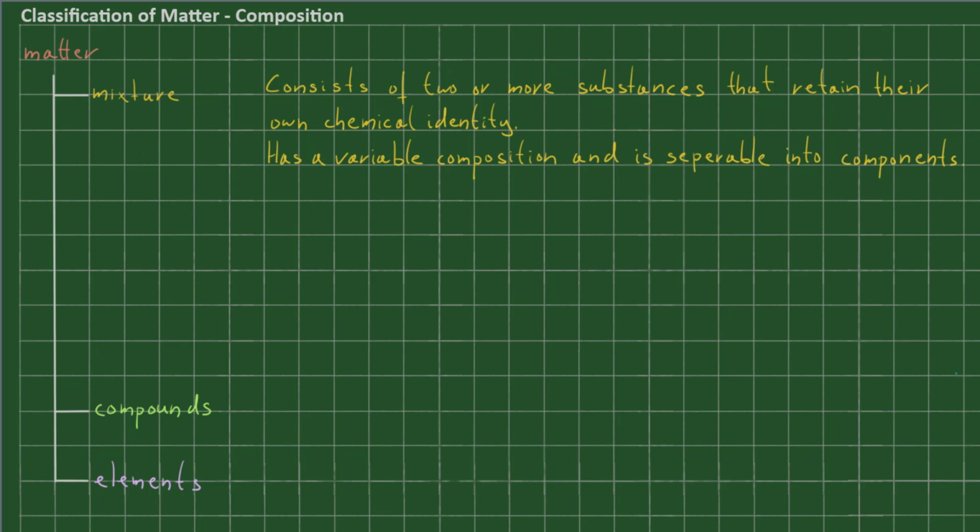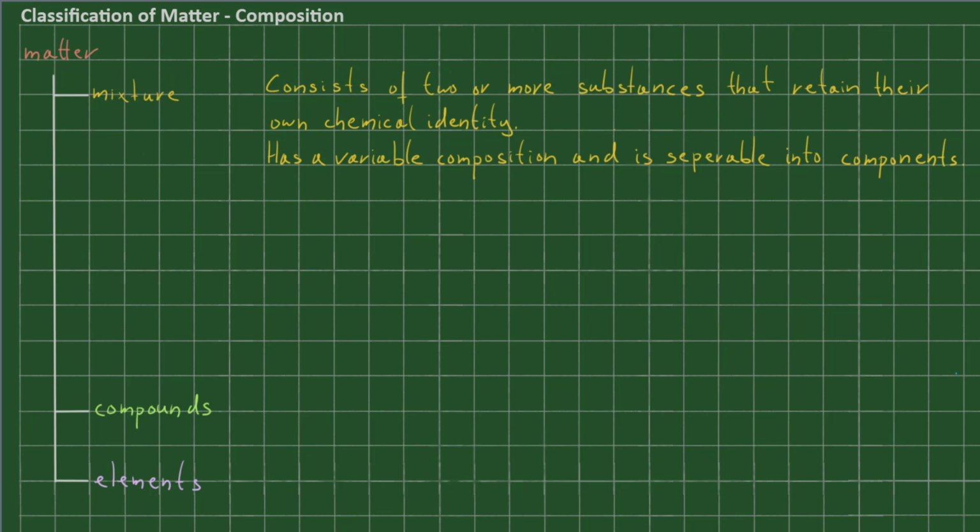Mixtures also have a variable composition and they are separable into their components. What does that mean? Well, let's talk about sugar in water again. Previously I dissolved one spoonful of sugar into a cup of water and I ended up with sugary water. But I could easily dissolve two spoonfuls of sugar in a cup of water. I would still have sugary water, but the composition is not the same. Now I would have more sugar. So that is what we mean by variable composition.